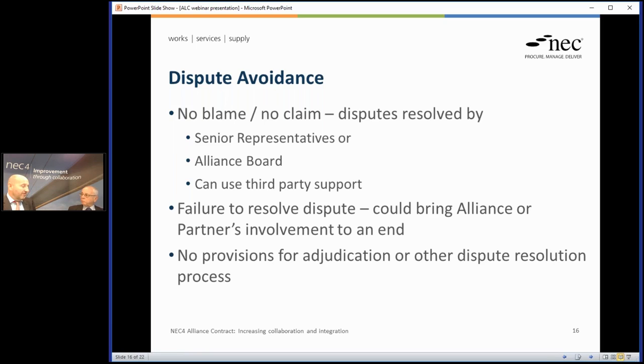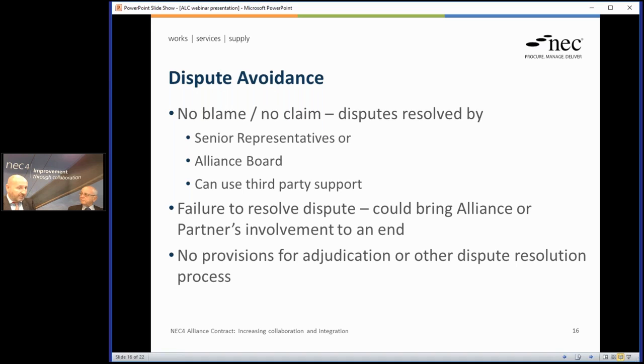So it's just to say, okay, we've fallen out, you don't like what I'm doing, but you must carry on, and by the way, still agree with all my decisions, we must work collaboratively together, isn't really going to work. No. And that was, I think, the reason why we got no provision there for adjudication or any other dispute process.